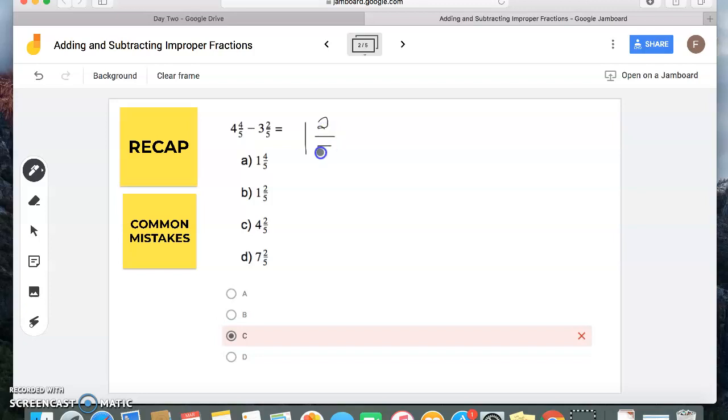5. Something else I saw was you subtracted your numerators, but you didn't subtract your whole numbers, also giving you an incorrect answer. Some of you also started adding when the sign was subtraction. So it's really important that you look at the sign to make sure, are we adding or subtracting? So the correct answer here should be B, 1 and 2/5.